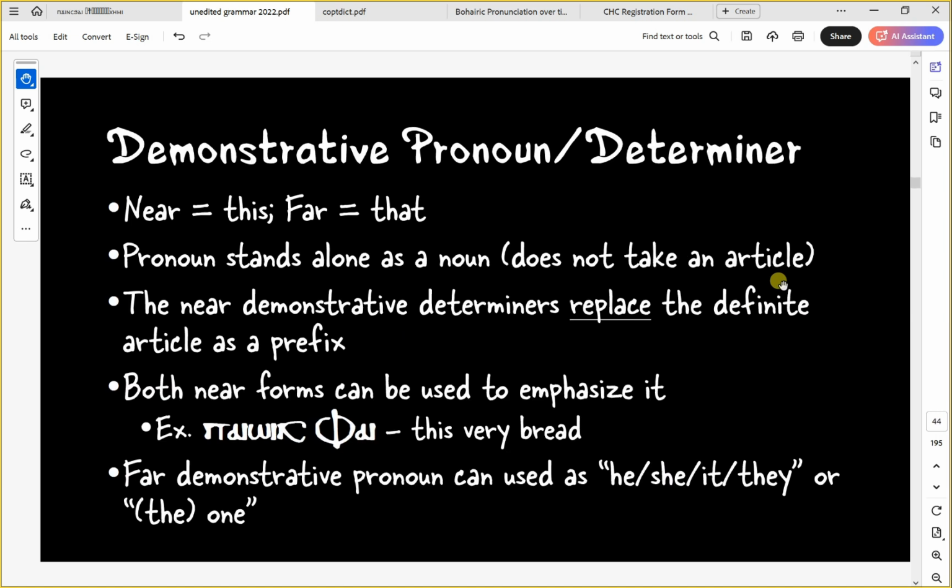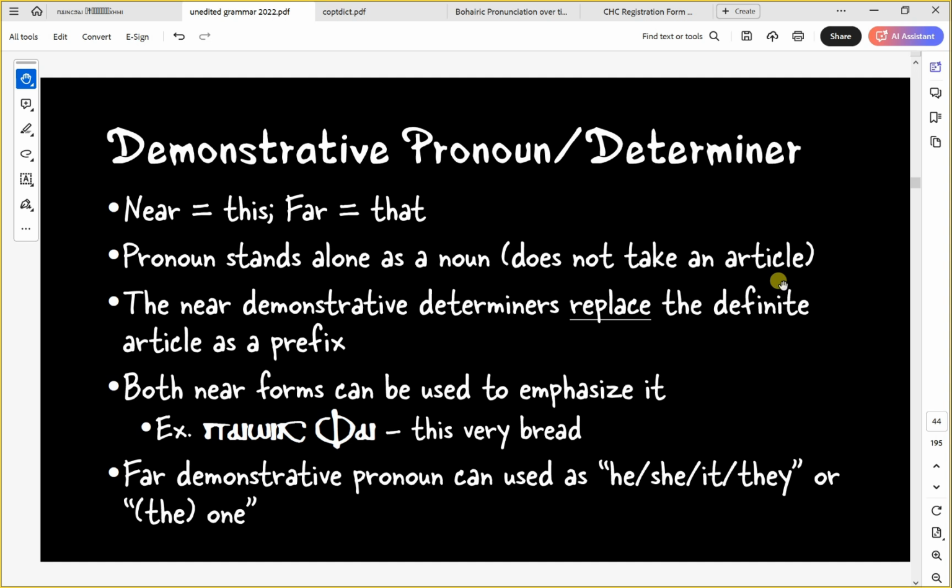It just doesn't work. So demonstrative pronouns or determiners, it means this or that. The near demonstrative is this, the far demonstrative is that, literally meaning near. So if there are two apples in the room, the one that's closer to me, I'll say it's this apple, and the one's farther away from me, I'll say that apple.